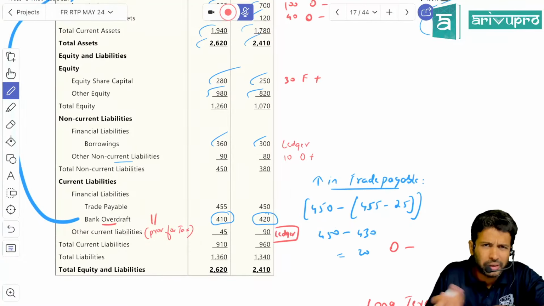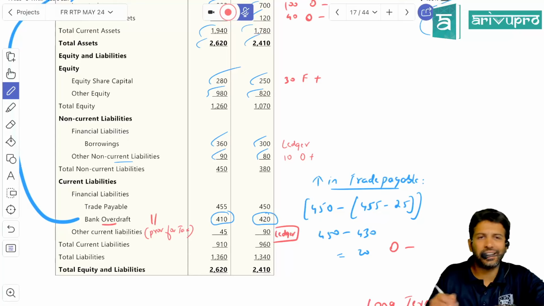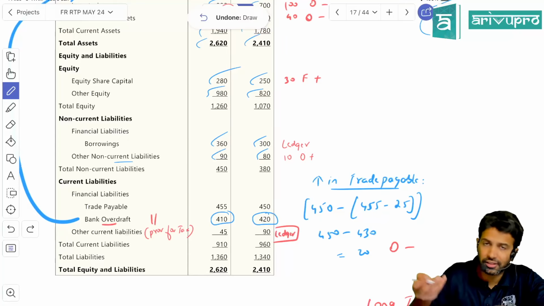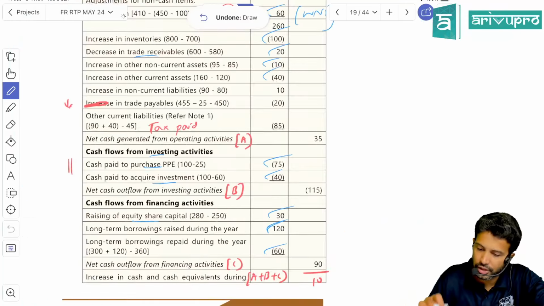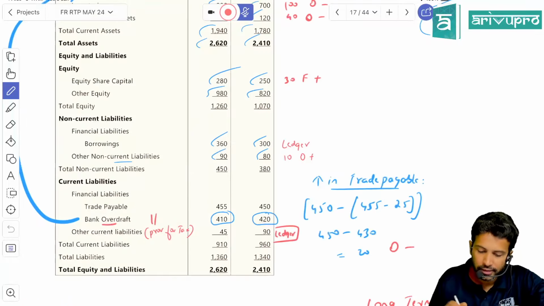Other non-current liability, no information. We'll put it under working capital changes only. Opening is 80, closing is 90. So it is increased. Increase in liability means plus. So 10, have they shown it? Yes. Non-current liability increase, they have added. That's okay. Then trade payable.